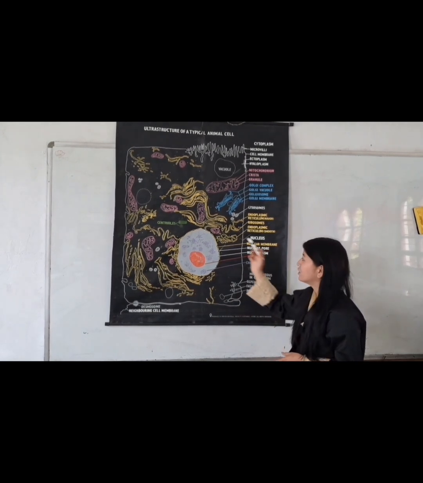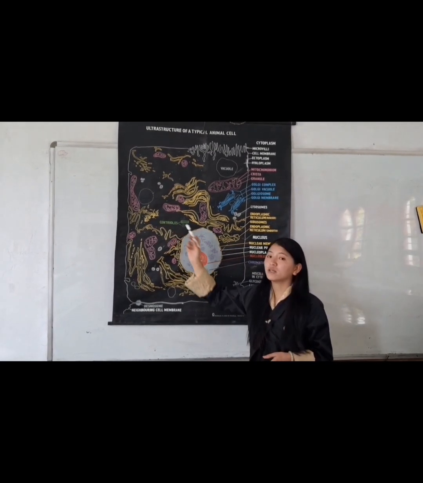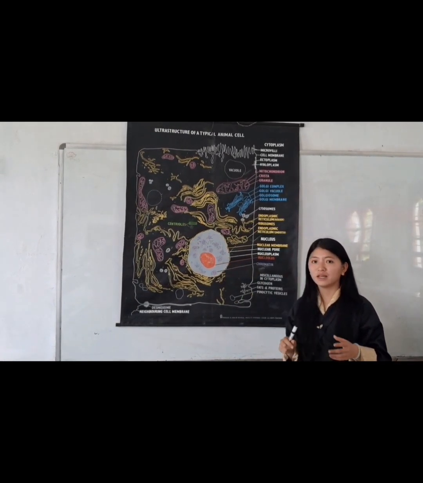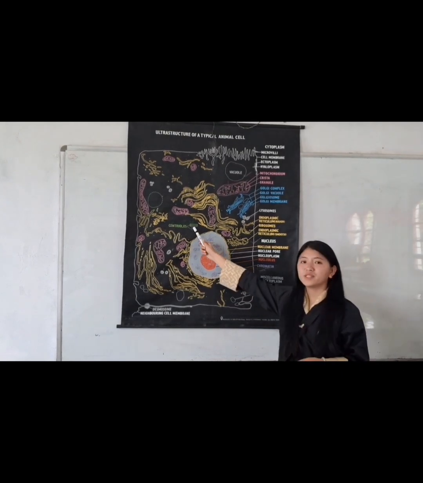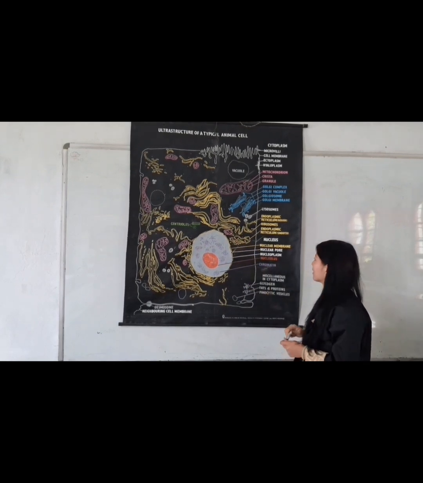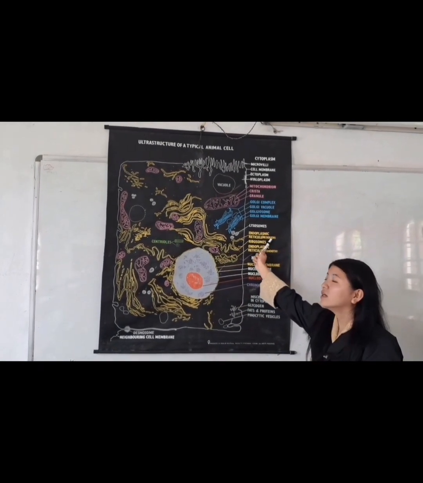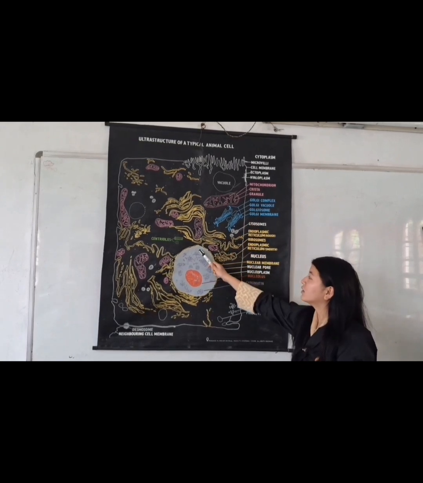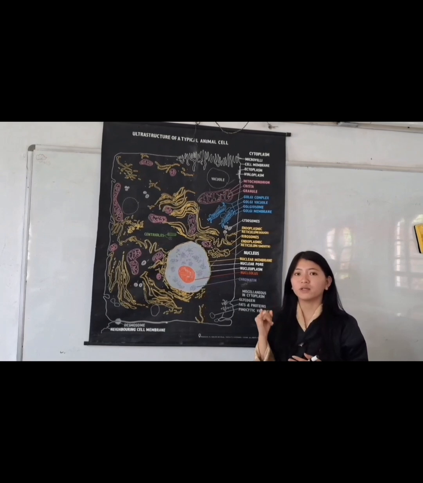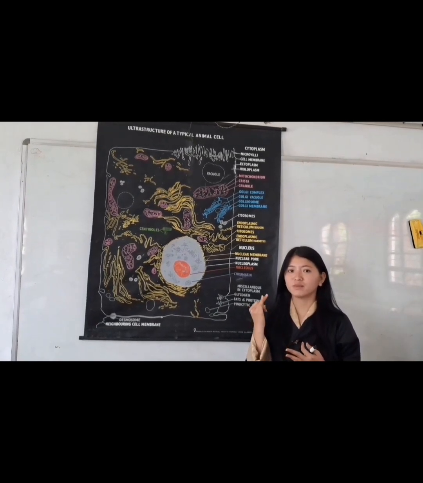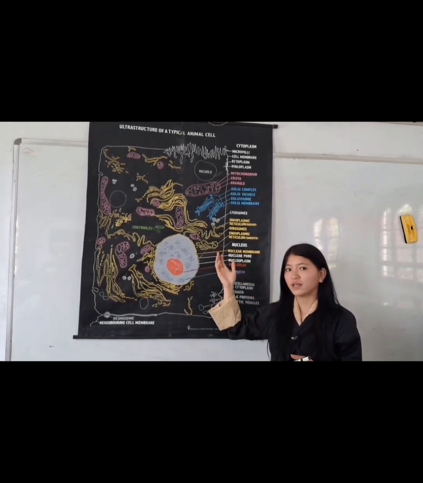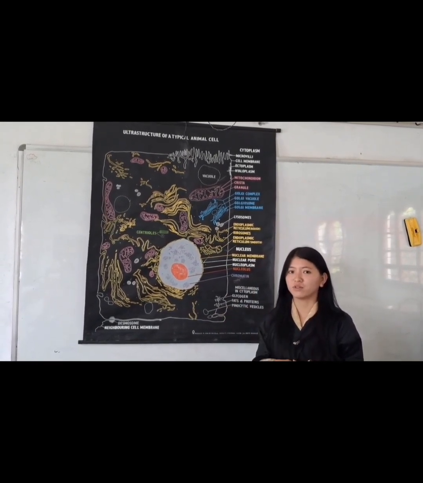Centrioles help in organizing the microtubules, and also help in cell division and formation of cilia and flagella. They are not present in plant cells, and that makes a unique character of the animal cell. The last one, endoplasmic reticulum. It connects the cell membrane and nuclear membrane. There are two types of endoplasmic reticulum: rough endoplasmic reticulum and smooth endoplasmic reticulum. In rough, there are ribosomes attached to it, and in smooth, there aren't any ribosomes attached to it.